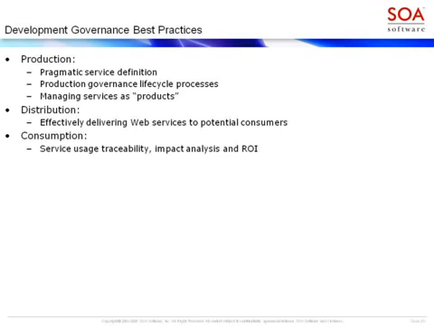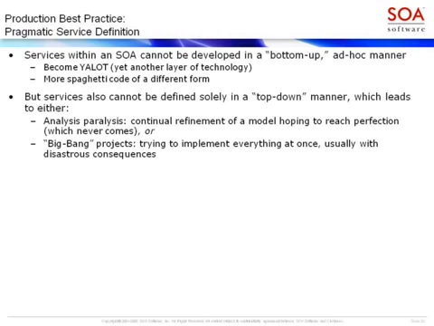So you need to spend time focusing on the production side, and there are 3 key aspects that we think are relevant to an organization in helping you to do this. And when you take those aspects and bring them into your organization, you're going to find that building out those services in an SOA is going to be much more manageable and much easier, and you're going to get much more consistency. All right, so let's hit our first best practice, pragmatic service definition.